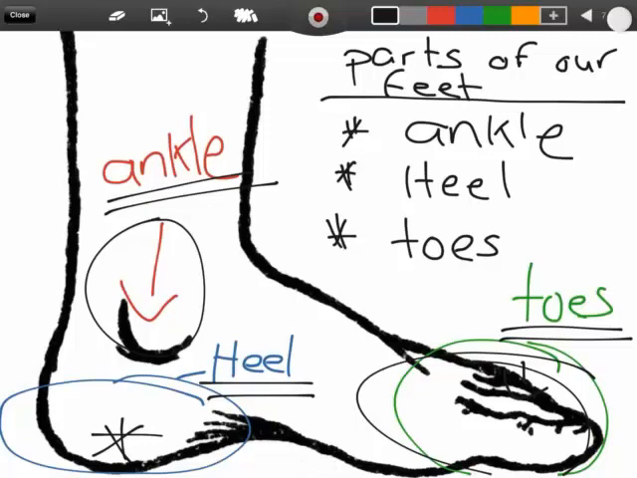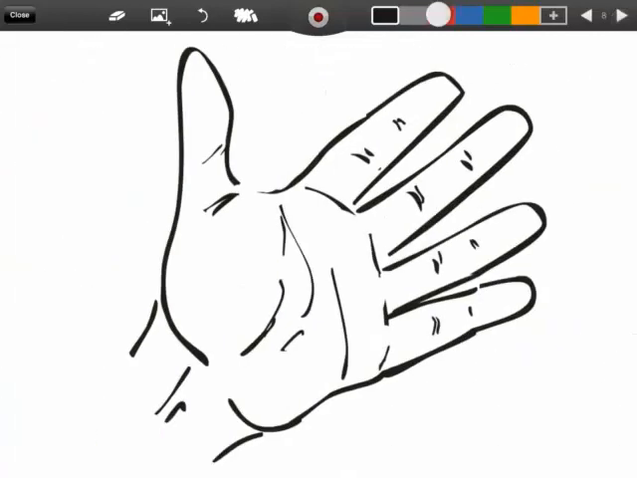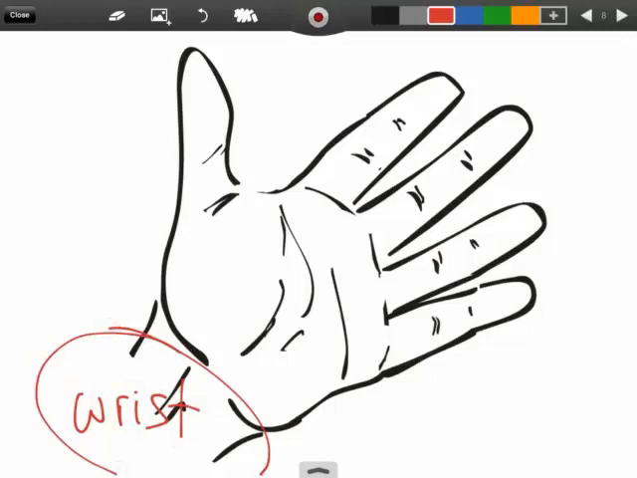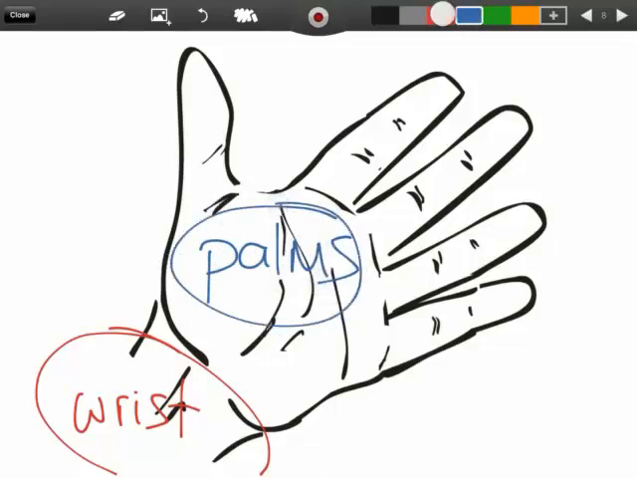Now, moving on to our next body part, is the hands. Now, let's go ahead and name the fingers. First of all, before we name the fingers, I want to point this out. This is a wrist. That is right here. Here is our palms. This is our palms. And now I'm going to write out the fingers.